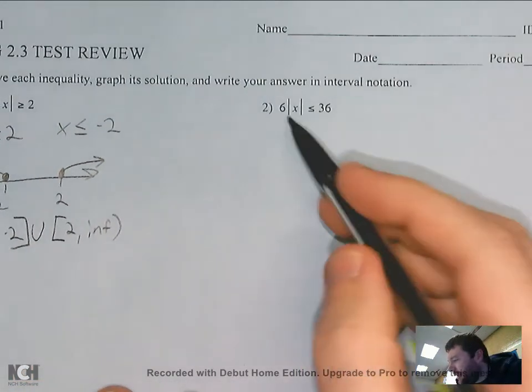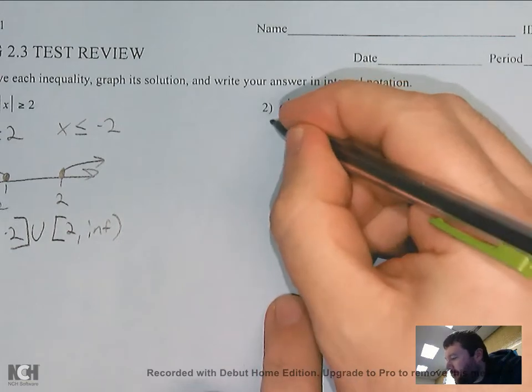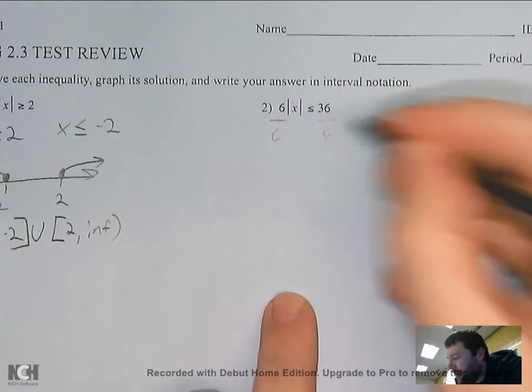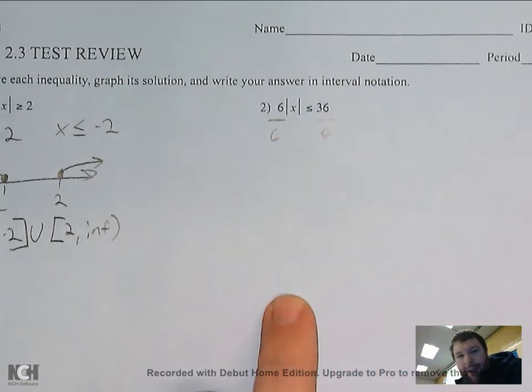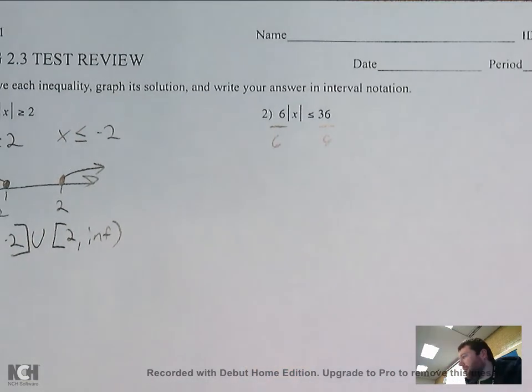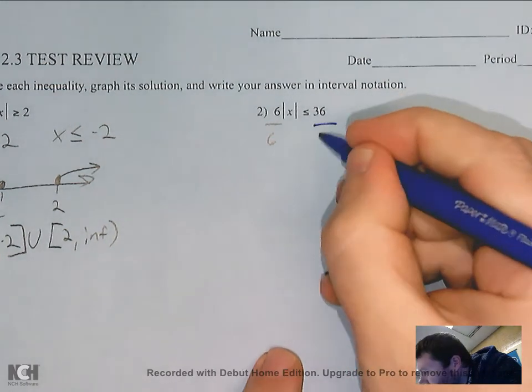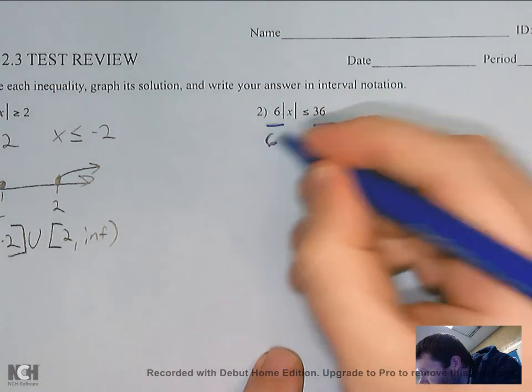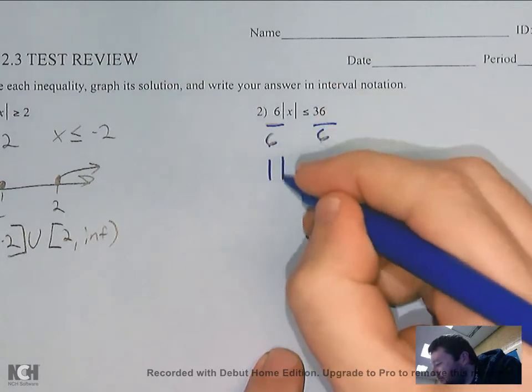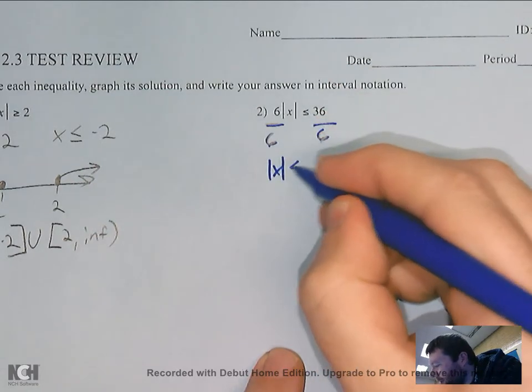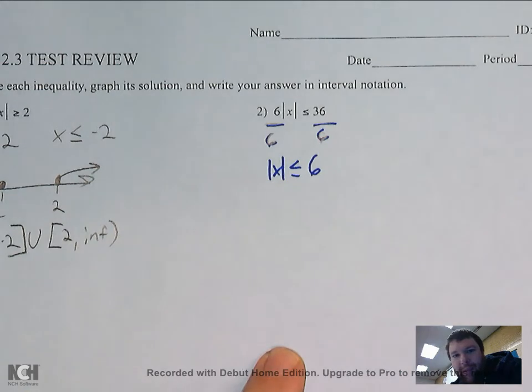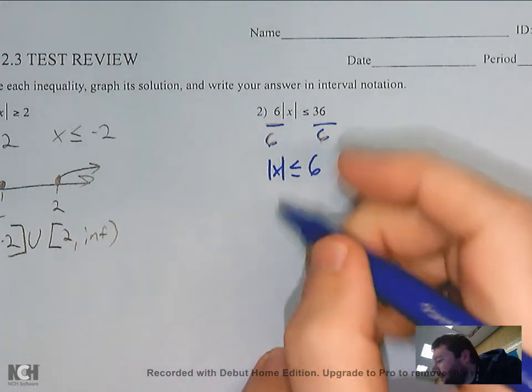Here we have a 6 outside the absolute value, so the first thing I'm going to do before I even start is divide each side by 6. I have to isolate the absolute value. I'm going to switch to a pen so you guys can see this a little bit better. Got a little bit of a glare here. So divide by 6, and that's going to leave me the absolute value of x is less than or equal to 6. Now the absolute value is by itself, so I split it.